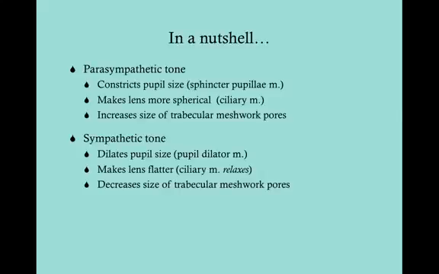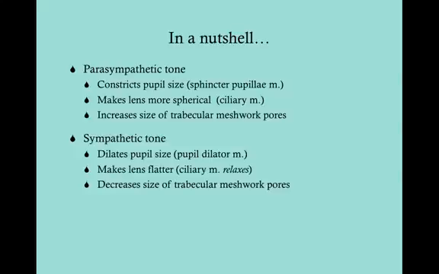So in a nutshell, you have parasympathetic tone to the iris and to the ciliary musculature, and so parasympathetic tone by the short ciliary nerves will constrict the pupil size by activating the sphincter pupillae muscle. It will make the lens more spherical, and that's via the ciliary muscle. And it also increases the size of the trabecular meshwork pores.